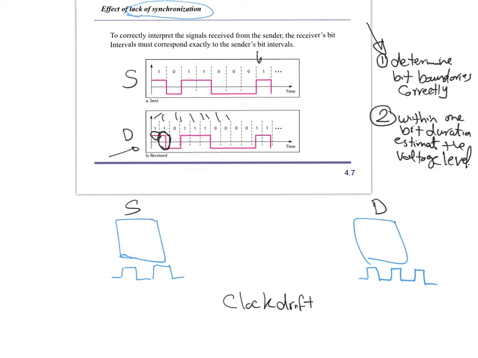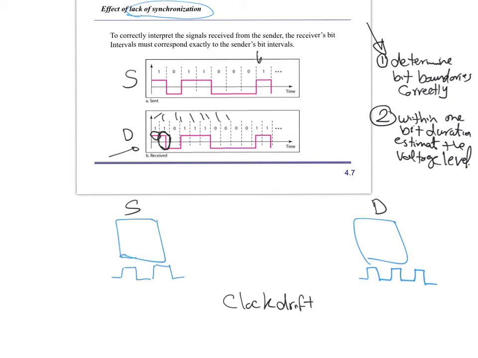The hardware circuit itself uses some crystal objects to generate that frequency. These have some hardware limitations. So the clocks are not the same. So we have what we call clock drift. Clock drift here means that the clock at the receiver side is not 100% synchronized with the clock at the sender side.